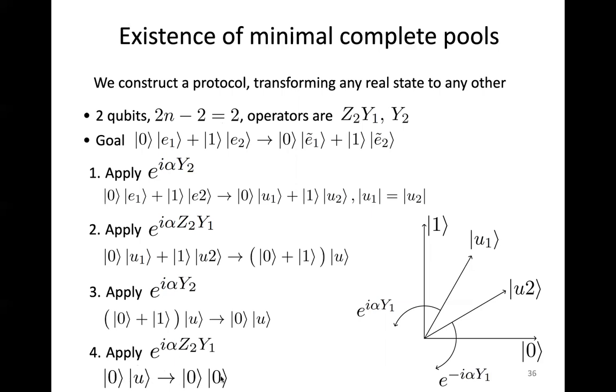And now, what we did in these 4 steps, we transformed this arbitrary state of 2 qubits to 0, 0. And if we can do that, we can of course do the inverse and use the inverse steps of this protocol to transform 0, 0 to the target state that we want. And this is how we basically show that the pool exists. So for 2 qubits, this pool exists. And we show the proof by presenting the protocol, that the transformation is really working.